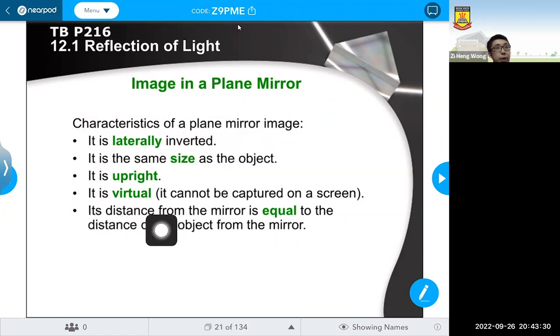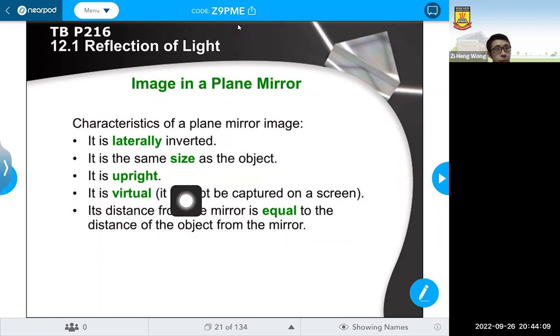Another one is that the distance of the image from the mirror is equal to the distance of the object from the mirror. Sounds a bit long, don't know what I'm talking about. Basically, it just says that image distance equals object distance. Every time we say image distance or object distance, you refer to the distance between the object and the lens, or the object and the mirror, or the image and the mirror, or the image and the lens. That's what I call object distance or image distance. So take note. I repeat again, you need to know all these 5; you are expected to know.